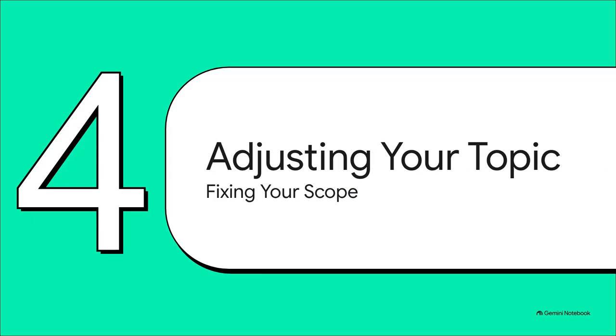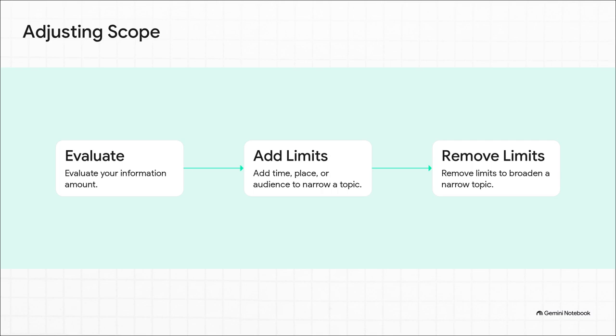Okay, let's talk about how to fix things in Section 4, adjusting your topic. Recognizing a bad topic is only half the battle, right? You need to know exactly how to fix it when you realize your scope is totally off balance. So here is your practical toolkit. Step 1. Act like a detective and evaluate the amount of information you're finding. If you search your topic and get 3 million hits pulling you in 100 directions, it's too broad. If you get 0 hits, it's too narrow.